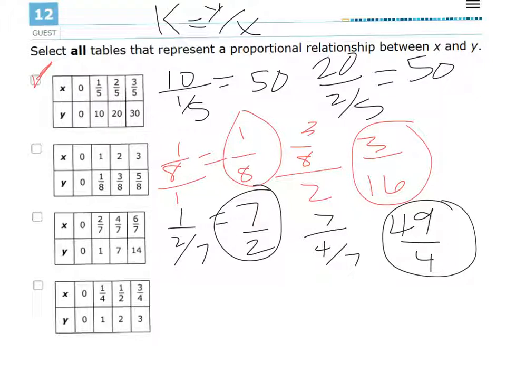And our last one, we have 1 divided by 1/4, which gives us 4. Then I can go 2 divided by 1/2, which also gives us 4. And then 3 divided by 3/4 would also give us 4. So that means it is constant. So the last one is also a possible answer.